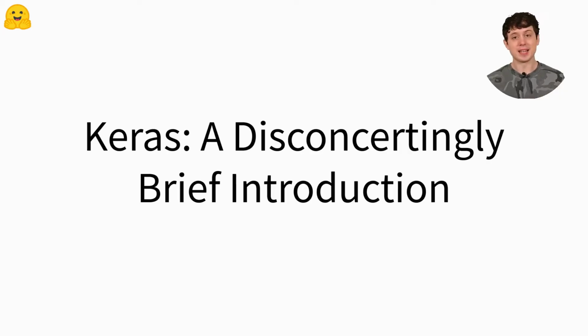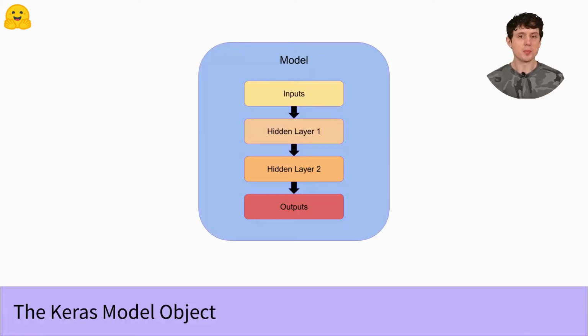But first, at a high level, what is a Keras model? Your model basically contains your entire network. It contains the layers and the weights for those layers, and also tells the model what to do with them. So it defines the whole path all the way from your inputs to your outputs.